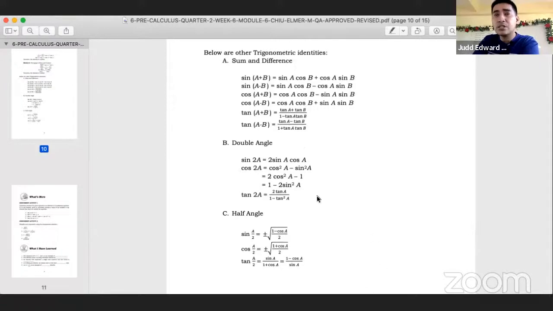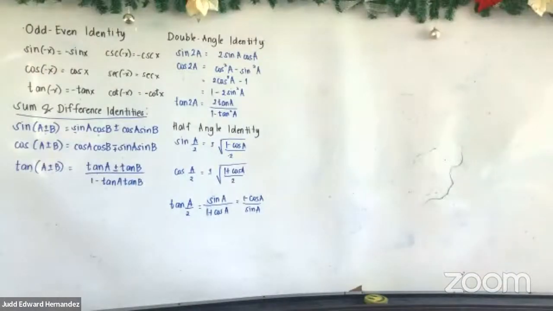Could you please take a screenshot? Actually, meron din kayo nito sa module na sinend ko. So, kahit na hindi nyo na pala i-screenshot kasi meron naman ito dun sa module. Pero isinulat ko na rin siya sa board para mas madali natin siyang matandaan. Okay. So, ituturo ko sa inyo kung paano siya mas madaling matandaan.